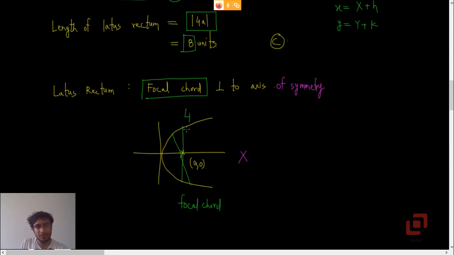Okay. Let me call the endpoints of this chord as L1 and L2. Now the formula says that the coordinates of L1 are a comma 2a and coordinates of L2 are a comma minus 2a. You can get these coordinates by observing that L1, the focus S, and the point L2, all of them are collinear and they lie on the vertical line x equal to a. Then you have to substitute x equal to a in the equation of the parabola to get the y coordinates of L1 as well as L2.